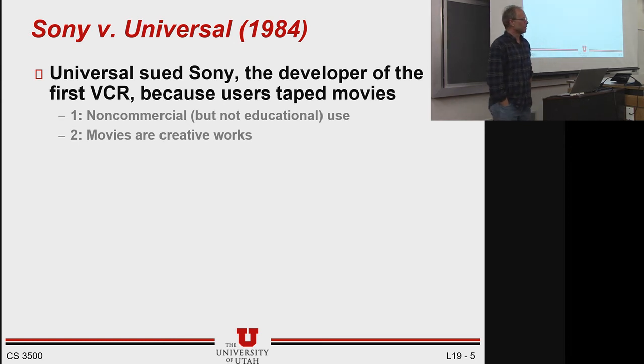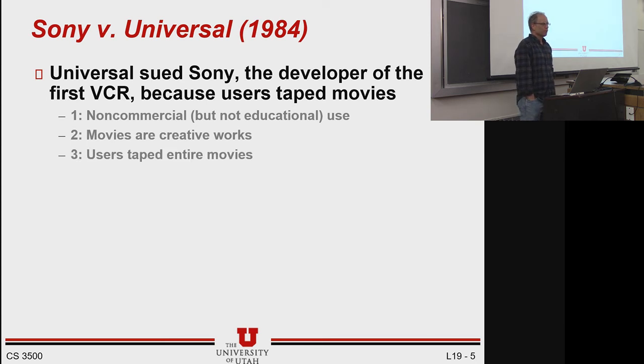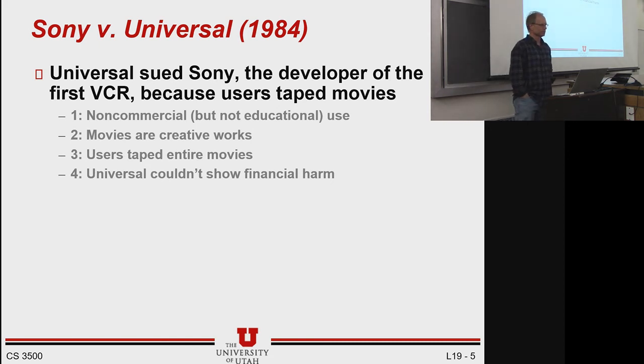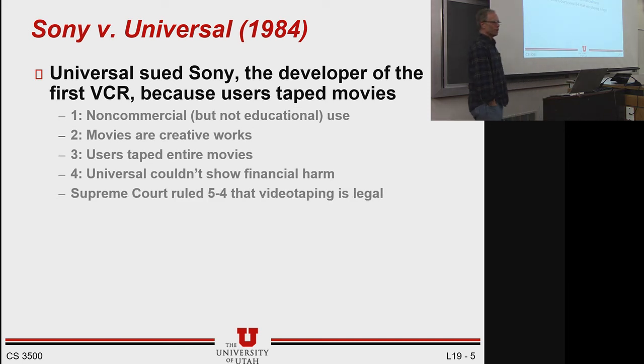But the things being recorded off the TV are creative works, so that argues against it being called fair use. Users weren't taping 5 minutes of the movies. When you record something on your DVR nowadays, you take the whole thing. But Universal couldn't show financial harm. They couldn't show that VCRs were costing them anything. As I said, this went all the way to the Supreme Court, as the Supreme Court often does. They decided 5-4 in favor of Sony that videotaping was fair use, that it didn't violate copyright. Now, what if Universal had won?